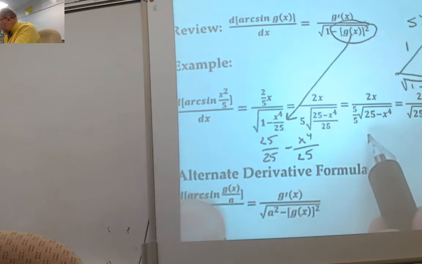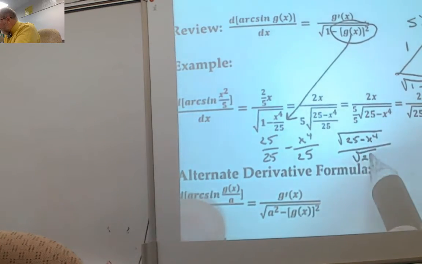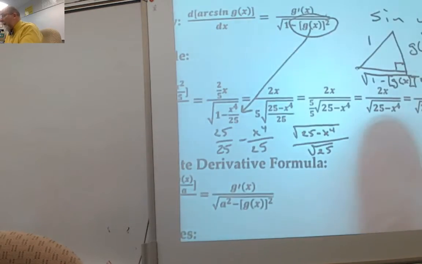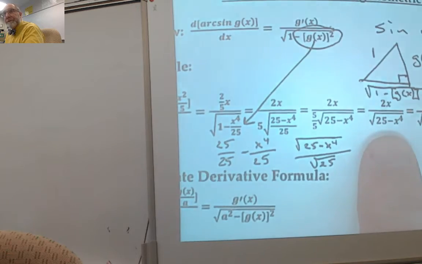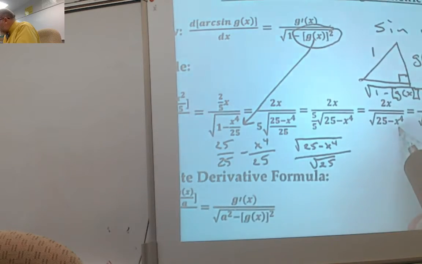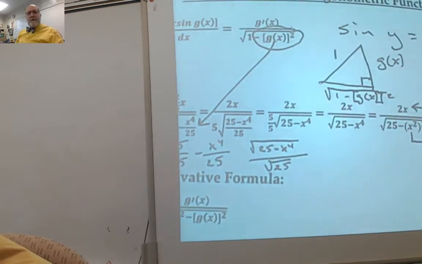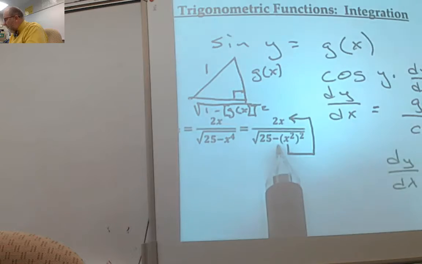Well, I could break that up as the square root of 25 minus x to the 4th over the square root of 25. And the square root of 25 is 5. That's what this is right here. So it simplifies to this. And if you take a look at this x to the 4th, I wrote it as x squared squared, the derivative of x squared is 2x. So I'm saying there's a relationship between this denominator and this numerator.